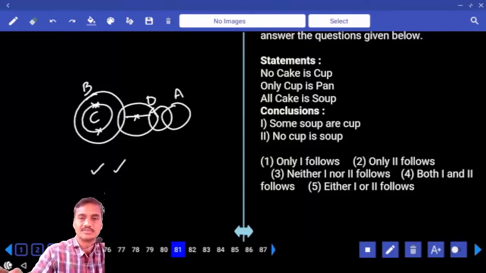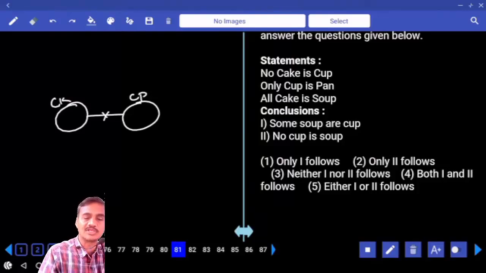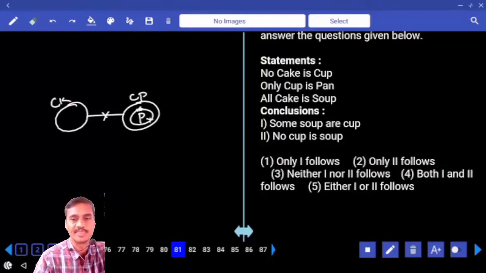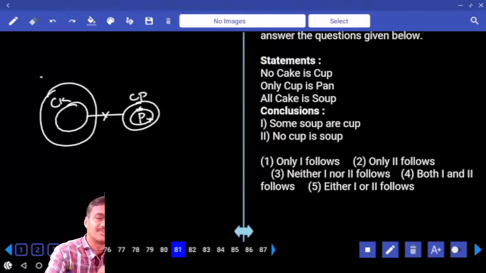Then 81, no cake is cup. Now the relation between cake and cup. Now this is cake and this is cup. No cake is cup. Only cups are pans means all these pans are a part of this cup only. All pans are a part of this cup. And all cakes are soup. Now this entire cake is a part of soup. Some soups are cups is false.